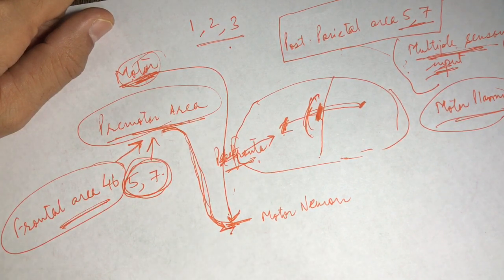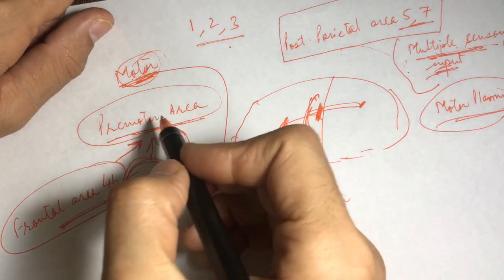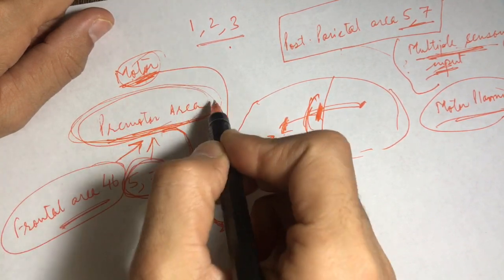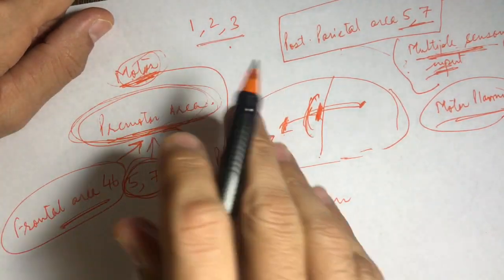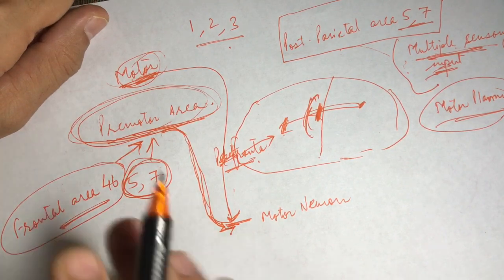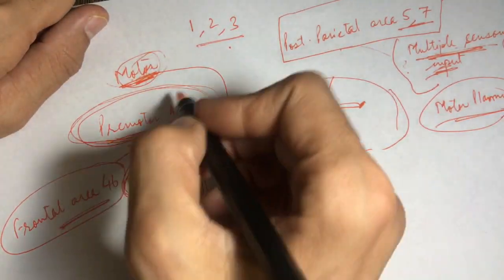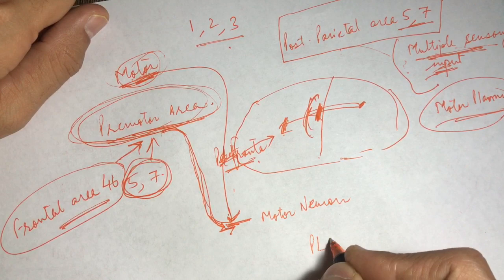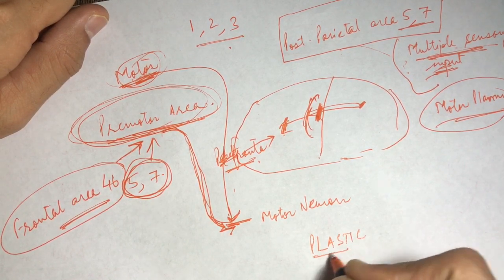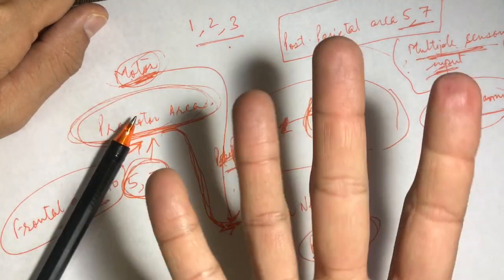So now we will talk about what is the exclusive function of the premotor and the motor. And before going to that, let me say this motor cortical area, motor cortex, is plastic. You know what is plasticity? Plastic is like it can change, it can mold.